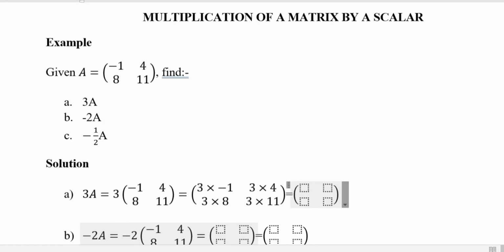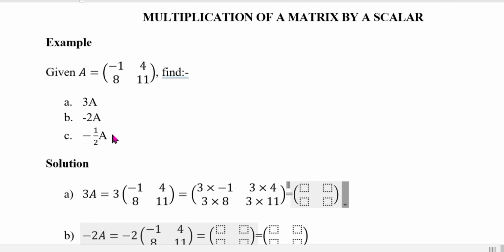A scalar is simply a number that is outside the brackets of a matrix and that is supposed to multiply by all the elements in the matrix. We have an example here. Given matrix A as this one here, we have to find 3A, then negative 2A, and negative half A. So in these instances, 3, negative 2, and negative half are scalars.